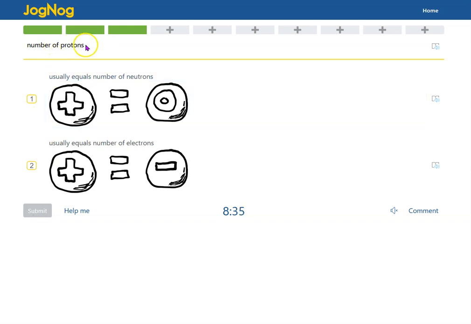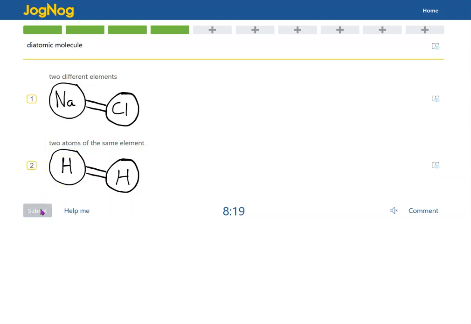So the number of protons, this is in an atom, usually equals the number of electrons. It also equals the number of neutrons. But in this case, we're trying to show that the positive and negative are about equal, so there's no charge typically on an atom. A diatomic molecule is a molecule, but it's got the same element or the same atoms in it. So there's just two of them. So oxygen is like that, usually hangs around with two atoms of oxygen together, O2.